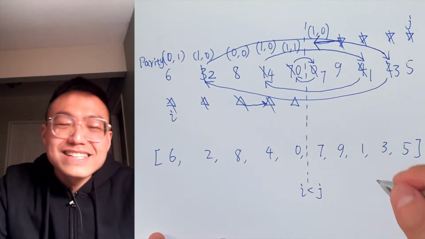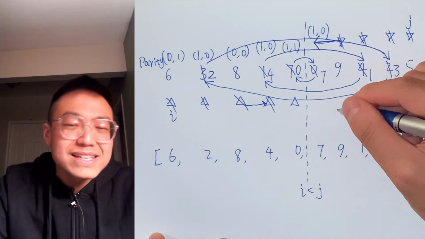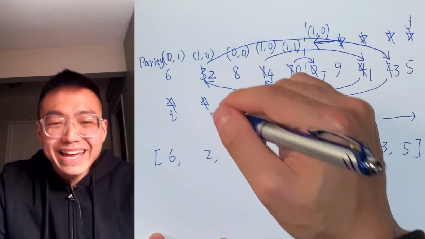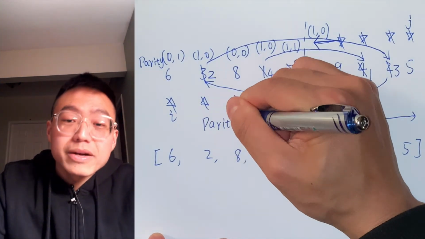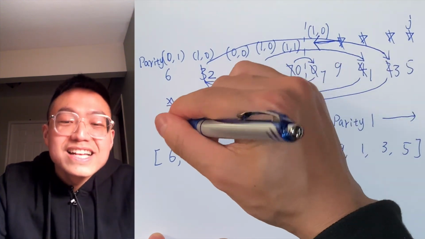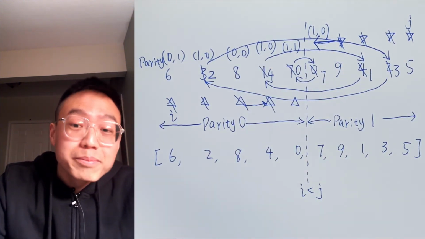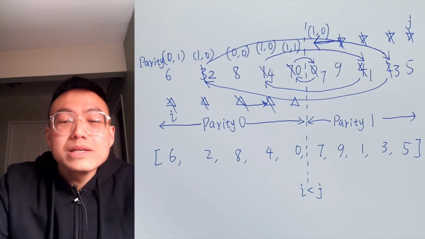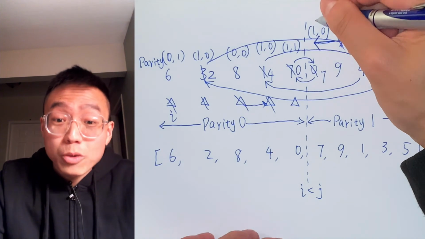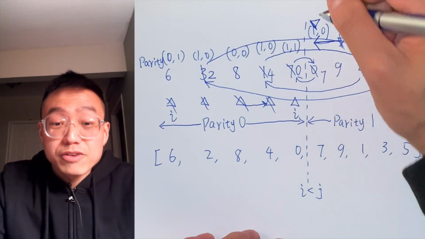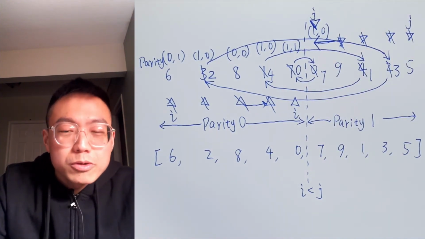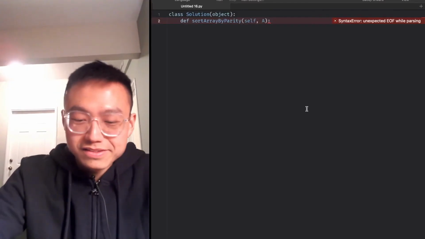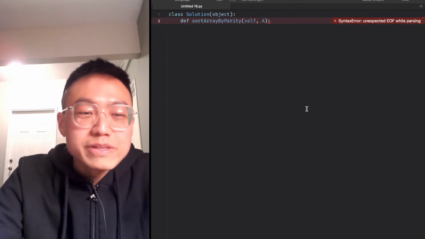So let's analyze the complexity. The space complexity is O of 1, and n is the length of A. In each step of the while loop, we make j minus i decrease by at least 1. So while normally quicksort is O of n log n, this algorithm is different. It is O of n because we only need 1 pass to sort these elements. So let's implement the algorithm in Python.